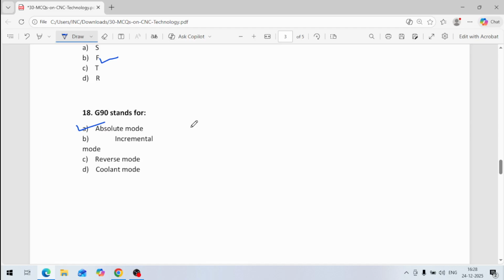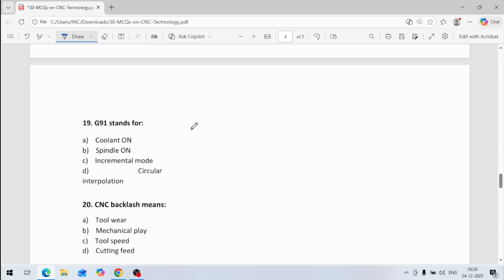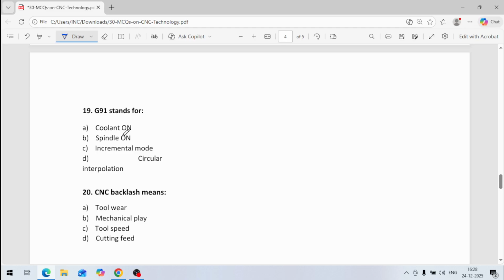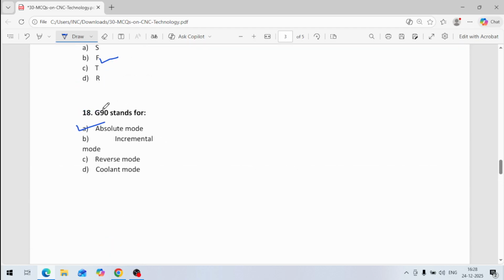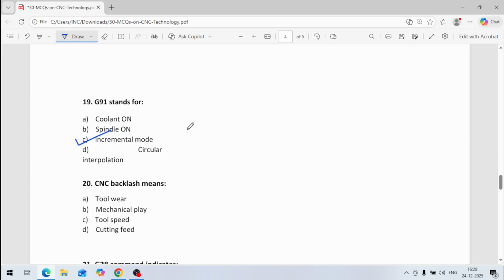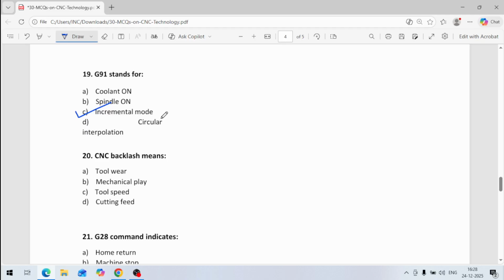Okay. So next question is G91 stands for coolant on, spindle on, incremental mode, or circular interpolation. So G91 is incremental mode, C. Whereas G90 was absolute mode and G91 is incremental mode.